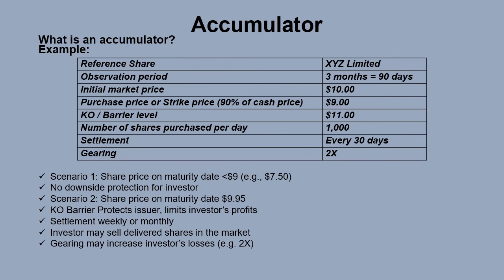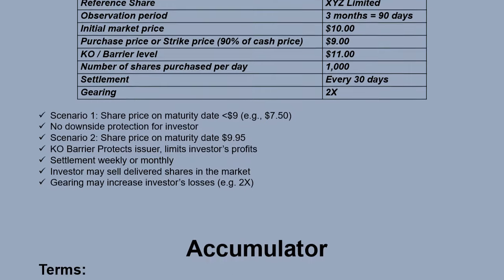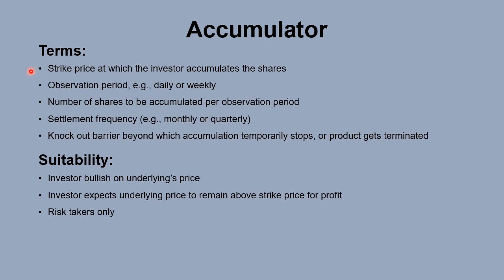Let's look at the main terms in an accumulator. The main terms include the strike price at which the investor accumulates the shares, the observation period, which could be daily or weekly, the number of shares to be accumulated per observation period, the settlement frequency, which could be monthly, quarterly, etc., and the knockout barrier beyond which the accumulation temporarily stops or the product gets terminated.